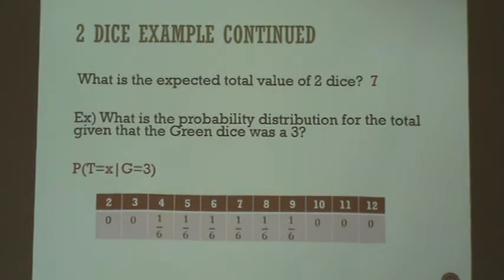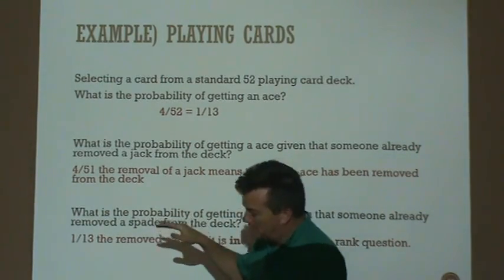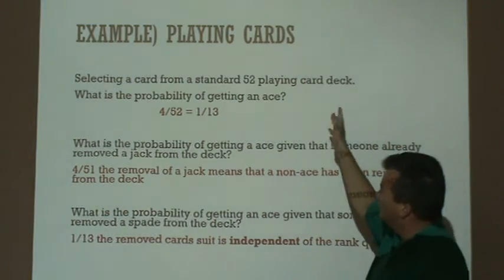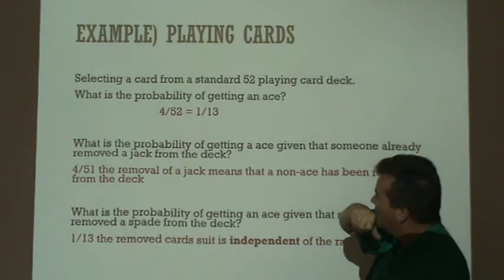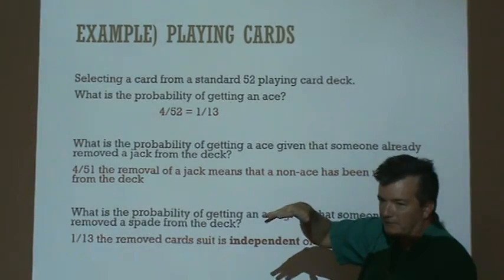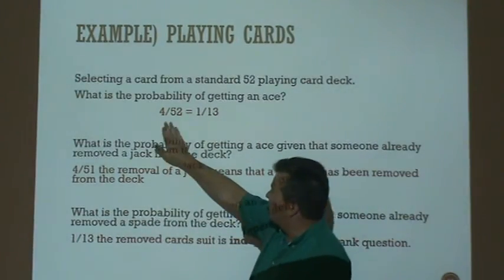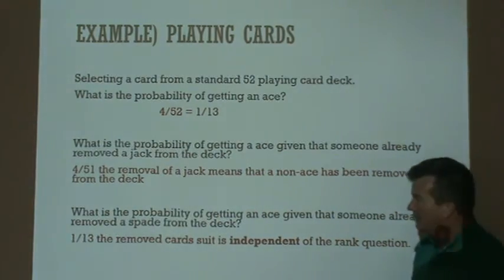And then you kind of have to be careful, how much does the conditional information change your answer? So for example, suppose you have a deck of cards, and you're selecting a card from a normal, standard 52 playing card deck. What is the probability of picking out an ace? So there's 52 cards, 4 of them are aces, right? So that would be 4 out of 52, which is 1 out of 13. Right? 4 out of 52 is the chance you'll pick out an ace.